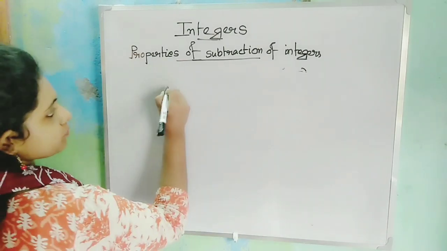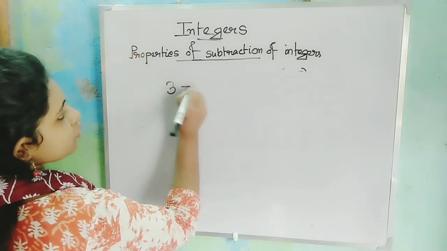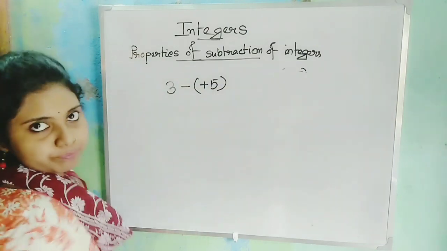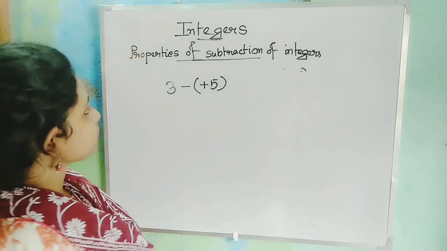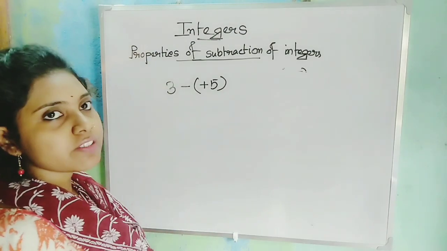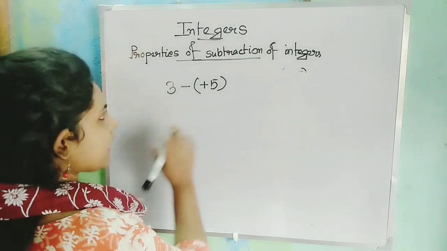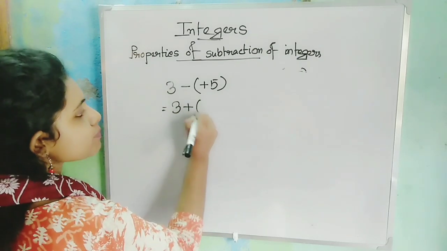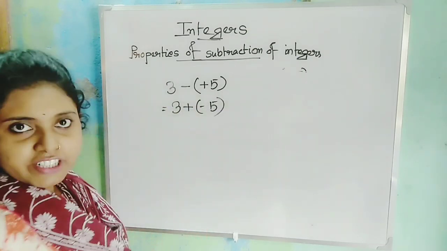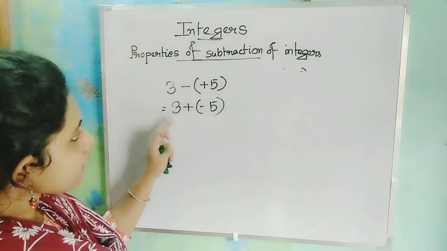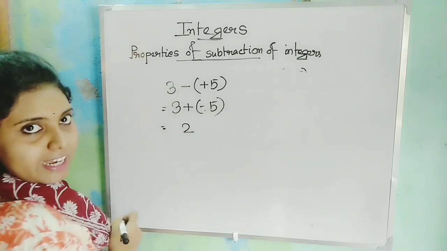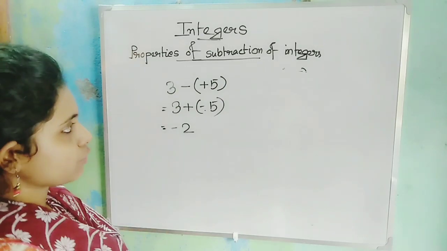See, 3 minus plus 5. What will be the value? 3 minus plus 5 means 3 plus minus 5. Then addition rule: we will subtract 3 from 5. So 2 and the sign will be minus. So minus 2.